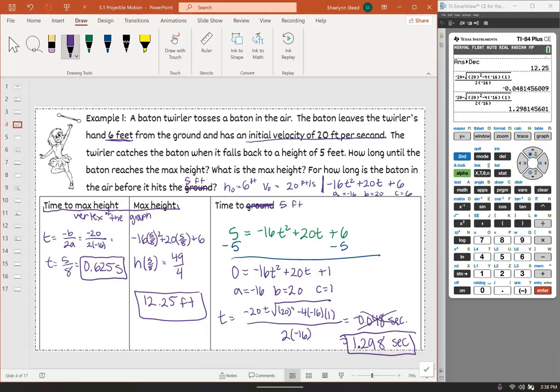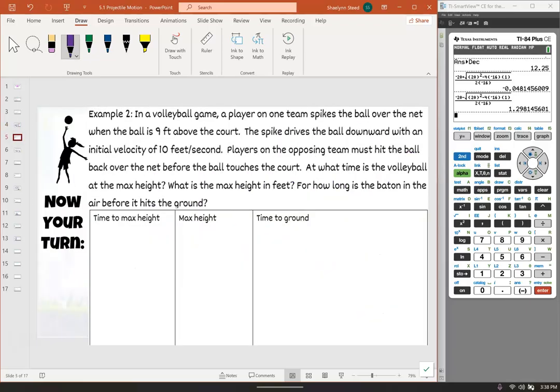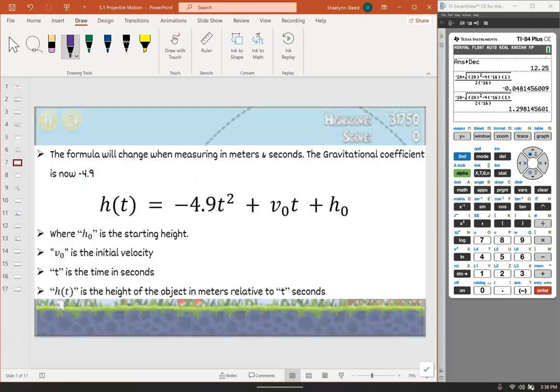Okay, so that was a lot of work for a single problem, but now you get to do this one. So you have a volleyball game, things are happening. Know that when they spike the ball downward, that's going to make your initial velocity negative. And we will come back together after you have finished that problem up, and we will talk about what happens when we talk about meters.